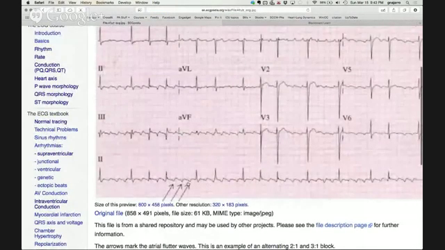So this is a perfect example of flutter waves. Those are perfect flutter waves in there. You see how sawtooth they are? They're very characteristic.